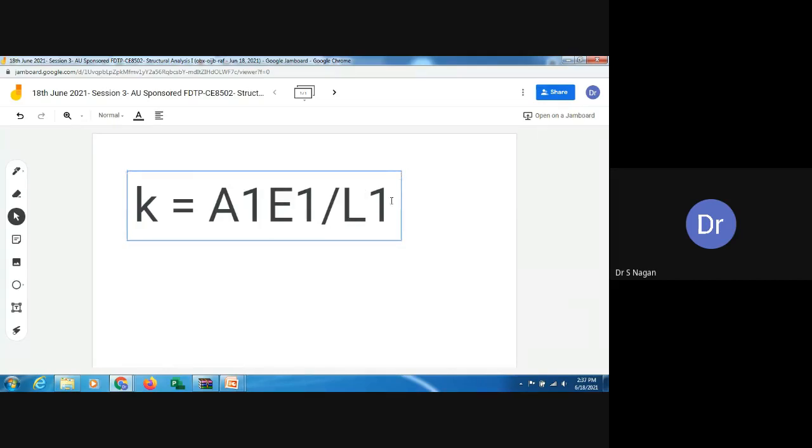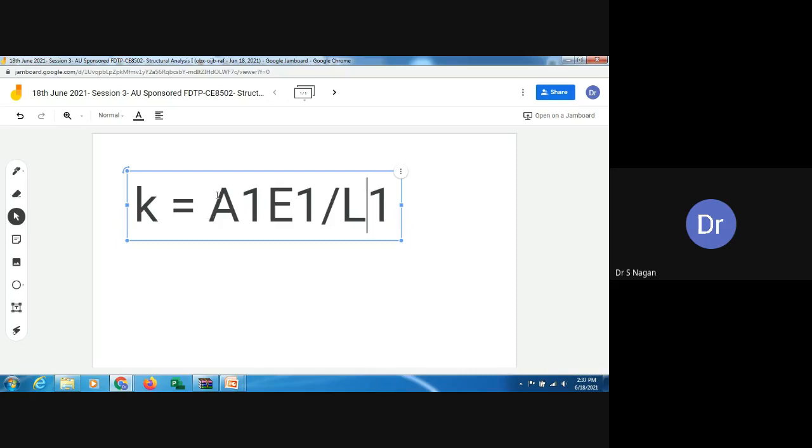Similarly, for member 2, A2 E2 by L2. For member 3, A3 E3 by L3. So how many members you have, that will be the size of your small k matrix. So you may be getting a 2 by 2 matrix or a 3 by 3 matrix. If you have 2 members, you'll be getting a 2 by 2 matrix. If you have 3 members, 3 by 3 matrix. But in case of beams, for a single member, we have 2 by 2. For 2 members, 4 by 4. Here, each member will have only one value, A1 E1 by L1. For the other member, A2 E2 by L2, other terms are 0. So you can form the element stiffness matrix like this.